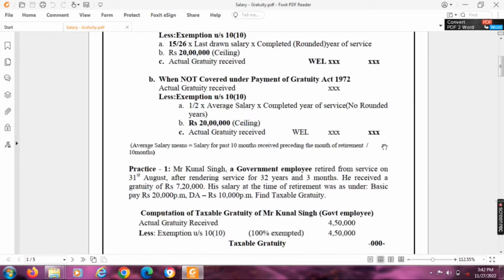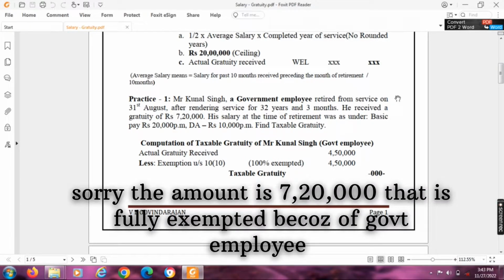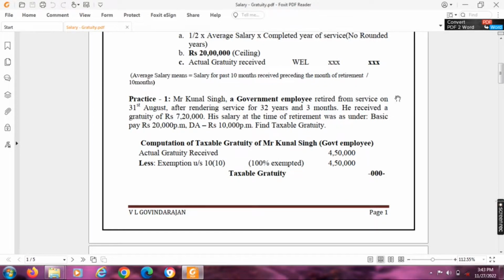Let's see practice 1. Mr. Kunal Singh, a government employee, retired from service on 31st August after rendering service for 32 years and 3 months. He received a gratuity of rupees 7,20,000 or 4,50,000 or 9 lakh or 10 lakh, whatever it may be, as he is a government employee. So, computation of taxable gratuity of Mr. Kunal Singh: actual gratuity received, whatever the amount, is fully exempted under Section 10, Subsection 10. So the taxable portion will be zero. In the same pattern, the listeners can practice exercise 1.